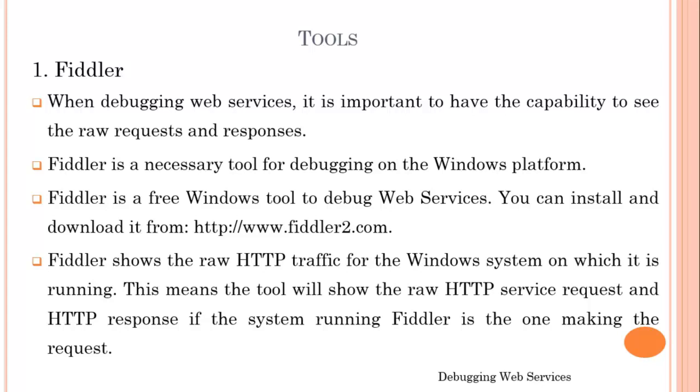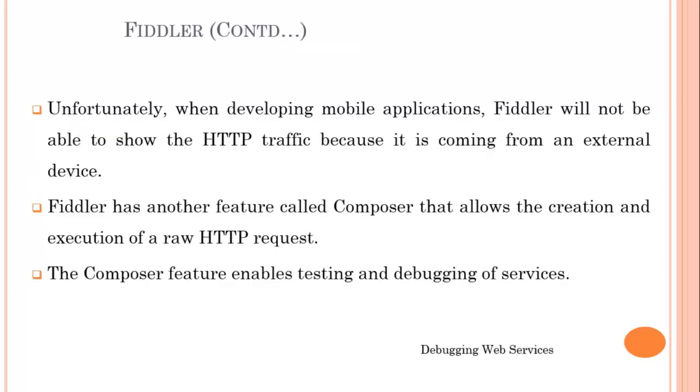It is a free open source tool to debug web services. You can download and install it from www.fiddler2.com. It shows the raw HTTP traffic for the Windows system on which it is running. Means if it is running on Windows Phone, then it will show the raw HTTP traffic for that, or if it is running on the Windows system, it will show the HTTP traffic for that. This means the tool will show the raw HTTP service request and HTTP response of the system running FIDDLER.